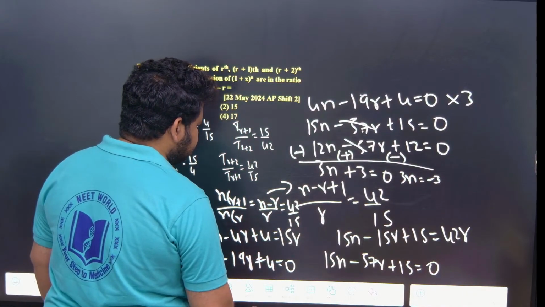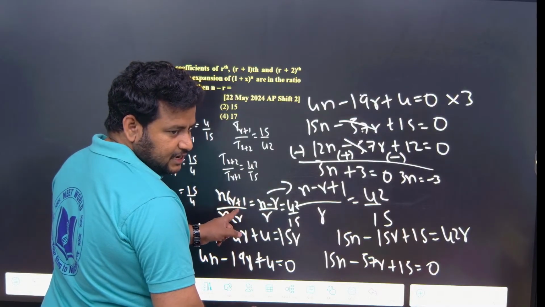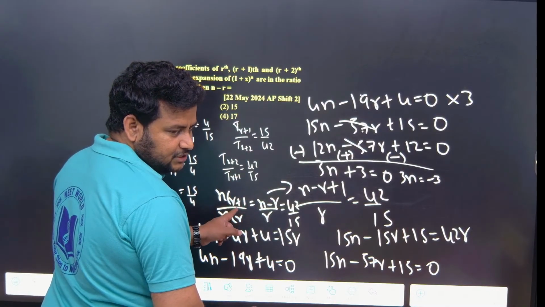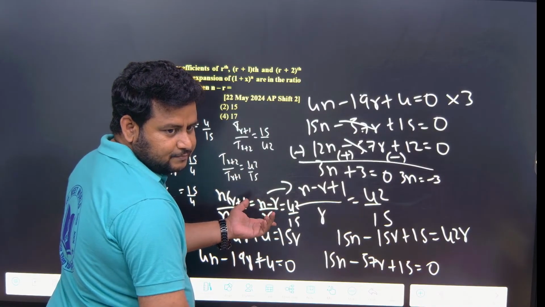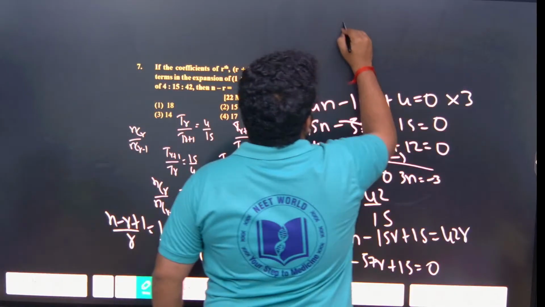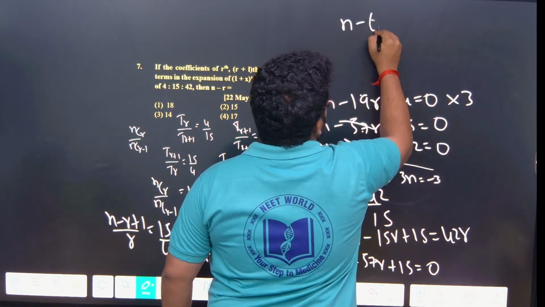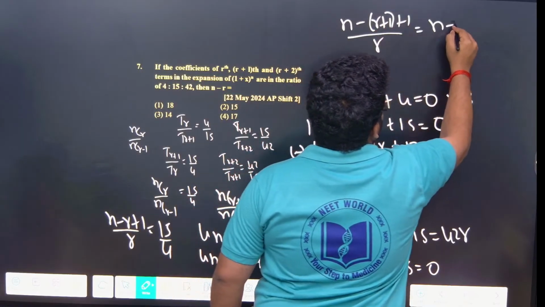Which one? n minus r by, see, this is r plus 1, n minus r plus 1. Correct? r plus 1 minus 1 plus 1. Minus 1 plus 1 will cancel. n minus r is correct. See, n minus r. r is what? r plus 1 plus 1 by r. This will become n minus r.